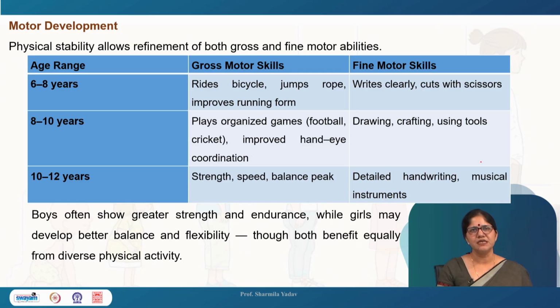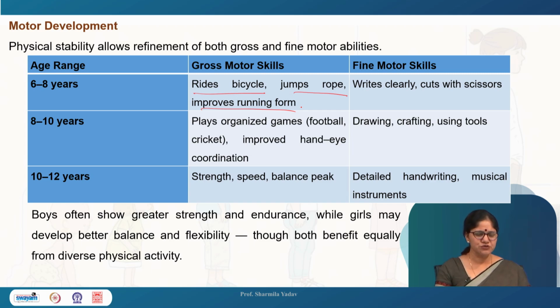Physical stability allows refinement of both gross and fine motor abilities. We will see the age range, gross motor skills and fine motor skills during these years. 6 to 8 years: they ride a bicycle, jump rope, and improve running form. Fine motor skills involve writing clearly and cutting with scissors.